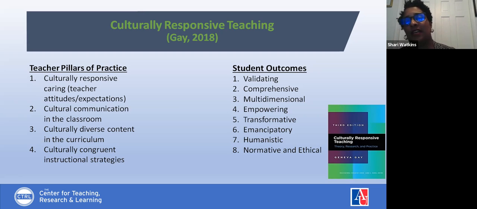For me, culturally responsive teaching is one. I won't go through all the practices. Some of you have attended some of the workshops and have seen me talk about it, but culturally responsive teaching is the work of Dr. Geneva Gay. It has 4 teacher pillars of practice and 8 student outcomes. It's a very prominent framework. We want to think about anti-racist education because it sees the classroom as a site for social change and to make better connections through our teaching and pedagogy to support our students to be successful in their learning.